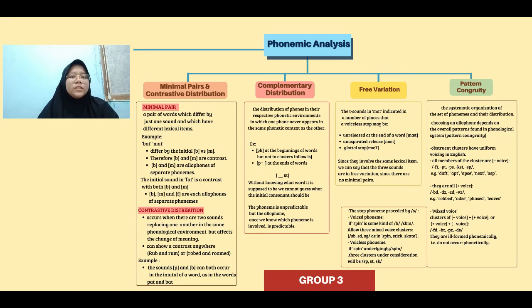The environment where we find one of the P sounds, we will not find any of the other P sounds. We find aspirated P sound at the beginnings of words but not in the cluster following S. We find unreleased P sounds at the ends of words but not word initially.